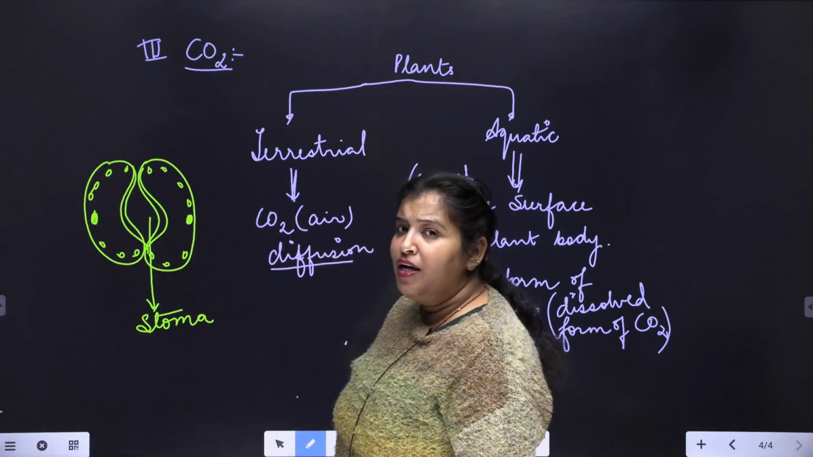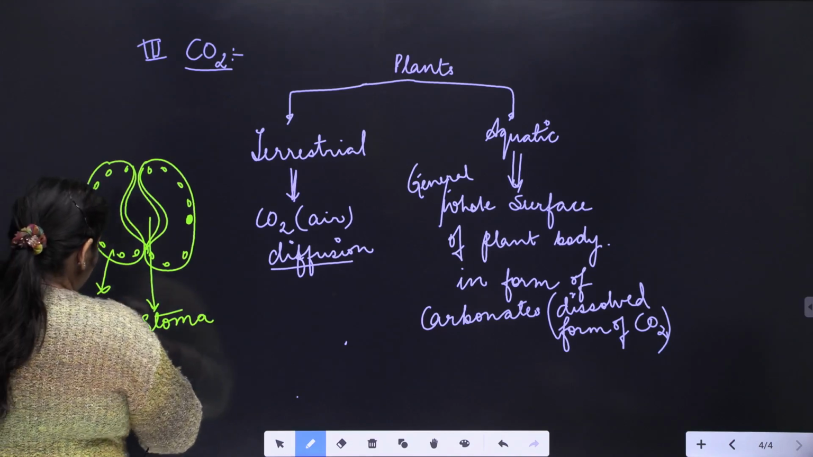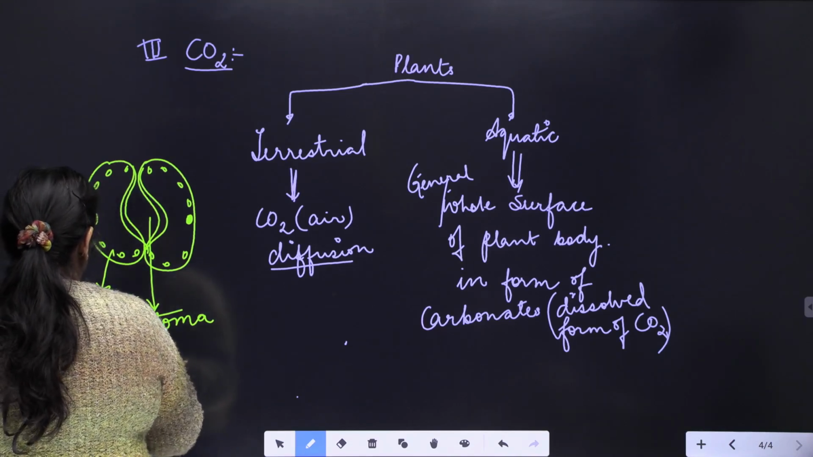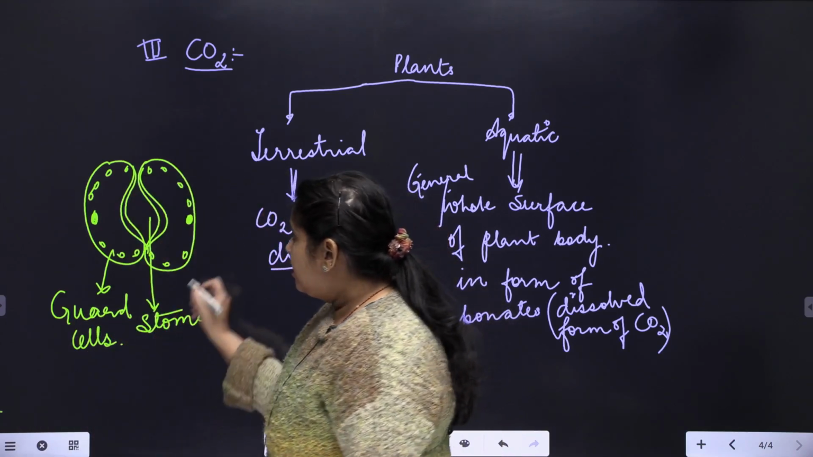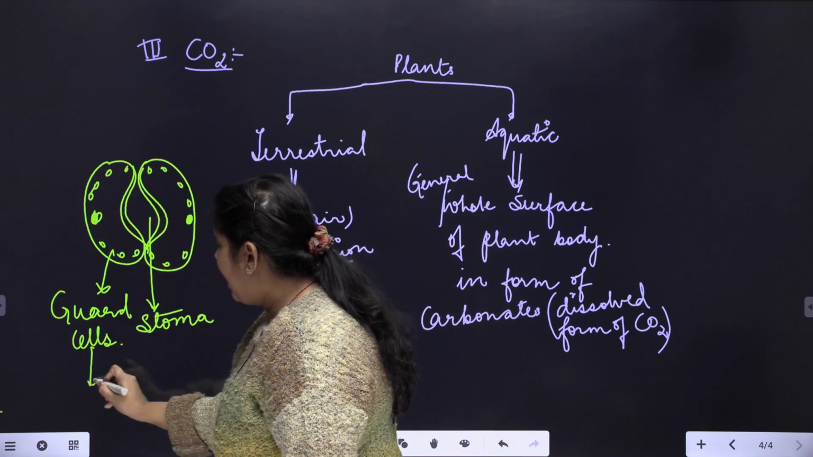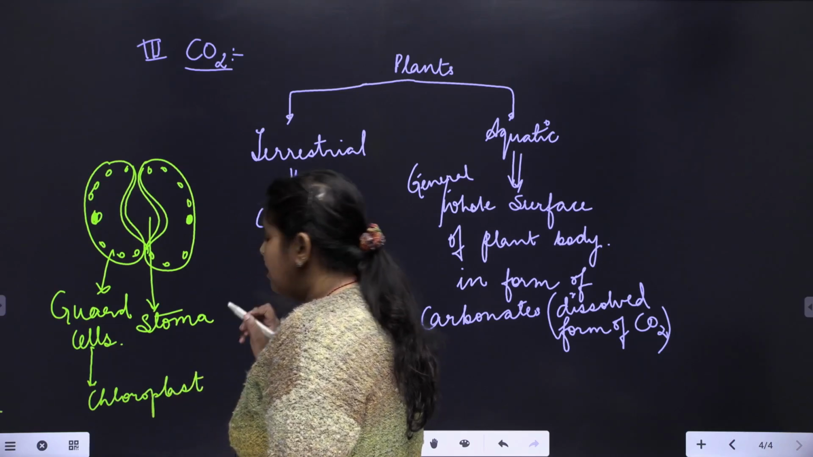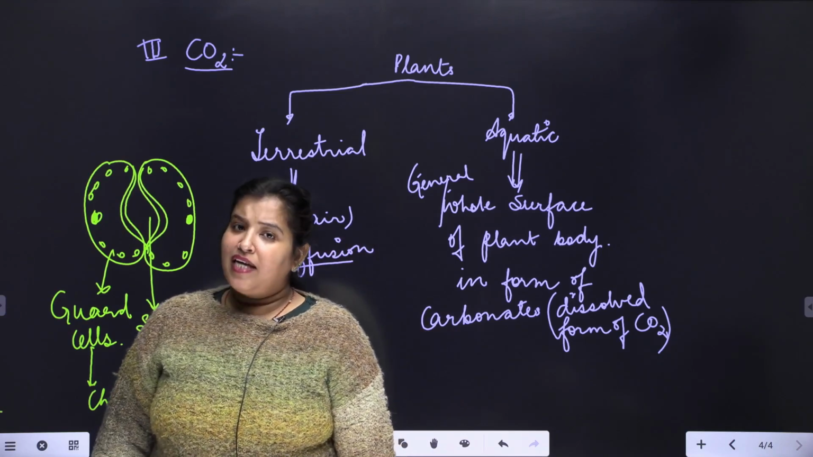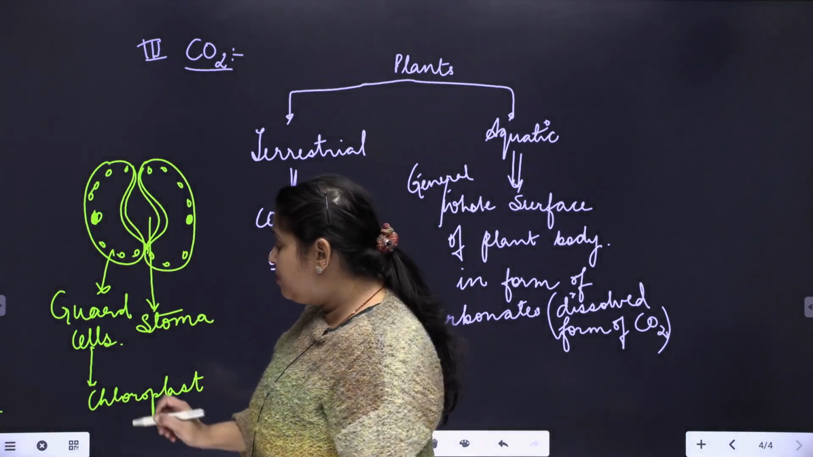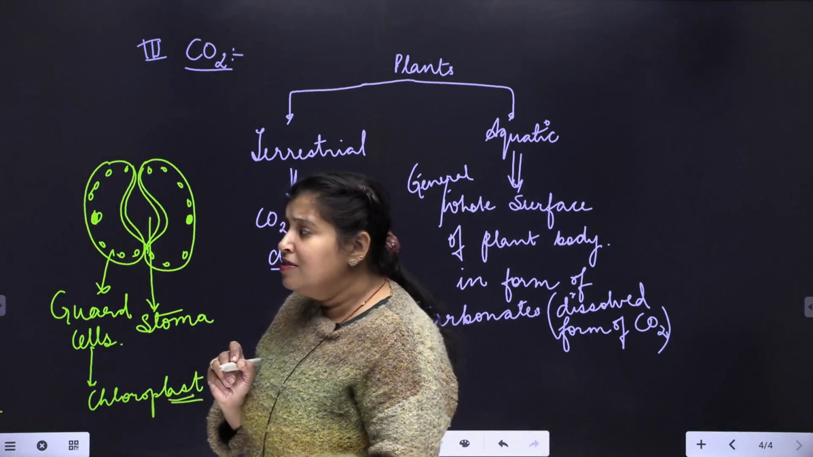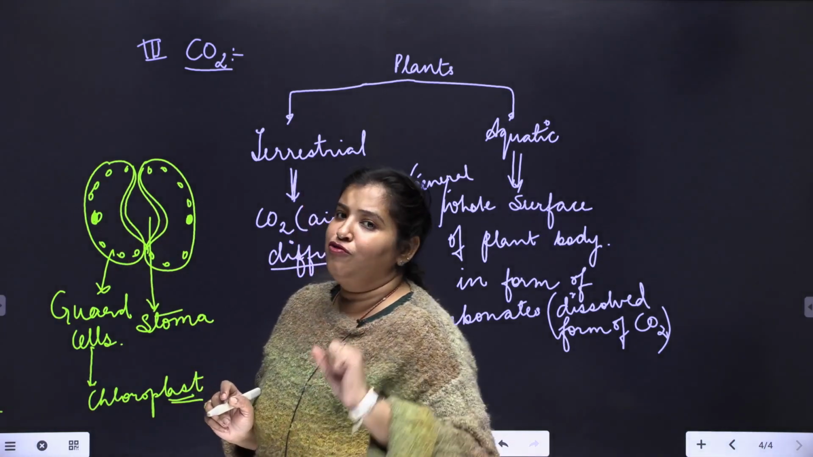So a single opening on the leaf surface is a stoma, and these are surrounded by the guard cells. Now, as you can see here, these guard cells do have chloroplast. Now, what is the function of chloroplast? When we discuss the site of photosynthesis, I'll tell you the function of chloroplast. Till then, keep in mind that this is the organelle which helps in photosynthesis. That means guard cells are the only epidermal cells to have chloroplast and can perform photosynthesis.